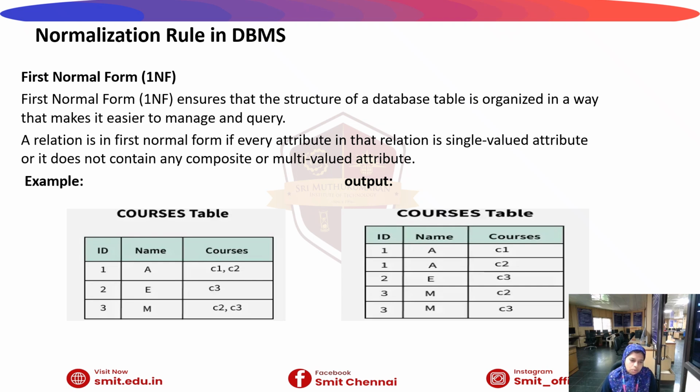In the course table, A consists of C1 and C2, and E consists of C3 courses. But in another table we can split it: A having C1, A another C2. That means a student selected the C1 course and the same A selected the course C2. So look at the difference. That is the first normal form.